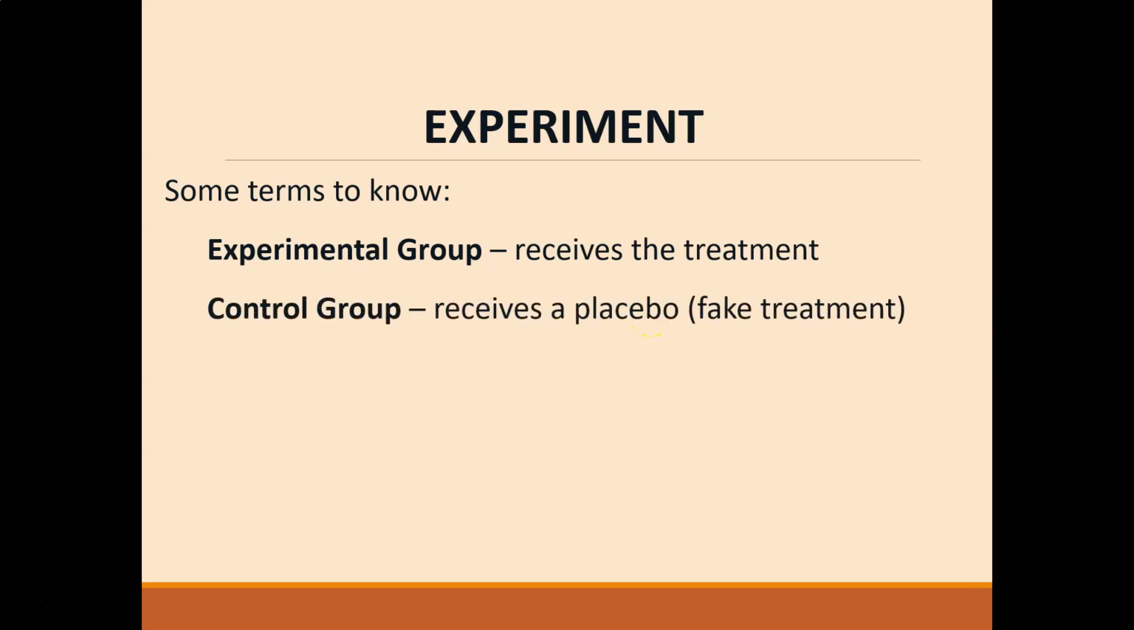The control group is going to receive something that looks like the same thing as the experimental group, but it's not. So let's say, for instance, I am testing coffee. I'm testing the effects of coffee on memory. I'm saying that coffee makes your memory better. Or caffeine makes your memory better. So my experimental group is going to get the caffeine, the regular coffee. Why? Because that's what I'm saying makes your memory better.